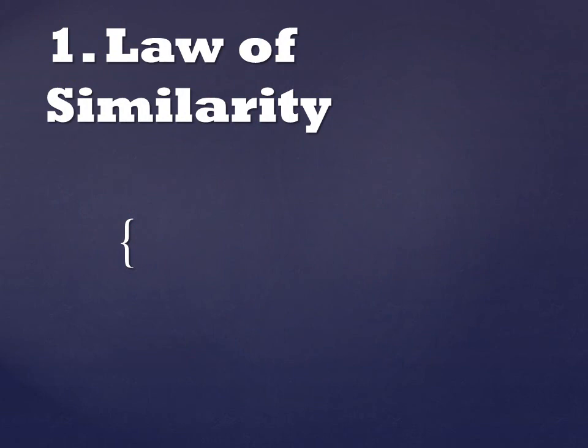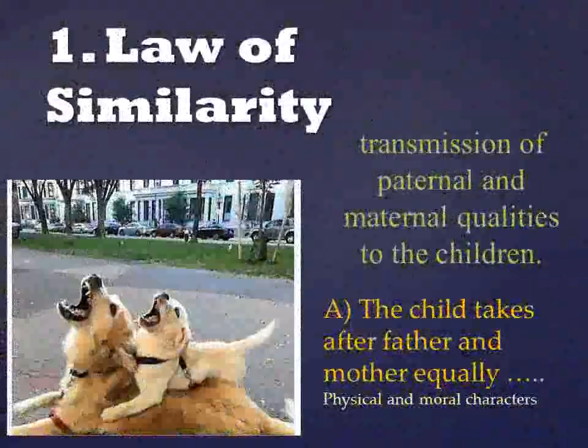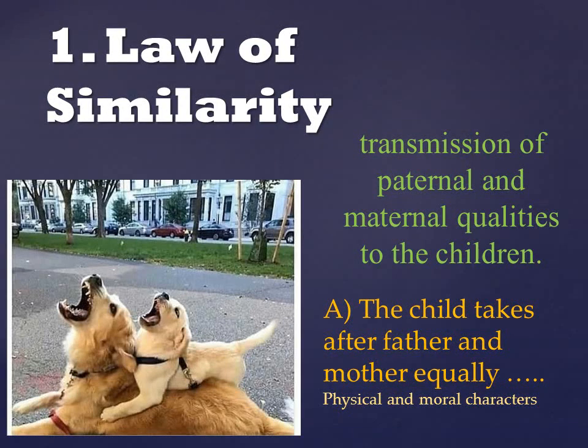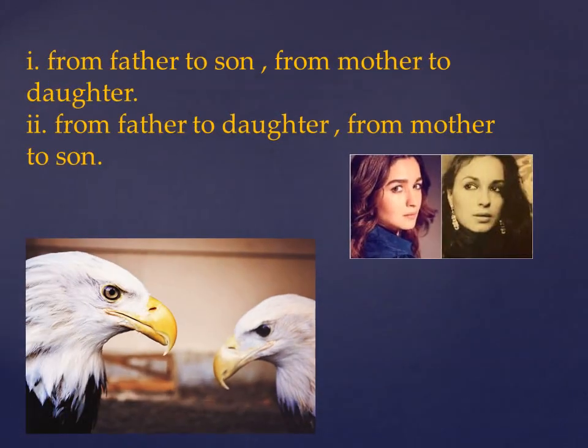The first one is the law of similarity. Like gets like. This consists in the transmission of paternal and maternal qualities to the children. This form of heredity offers two aspects. The first one, the child takes after father and mother equally as regards both physical and moral characters, a case strictly speaking of very rare occurrence, for the very ideal of the law would then be realized.